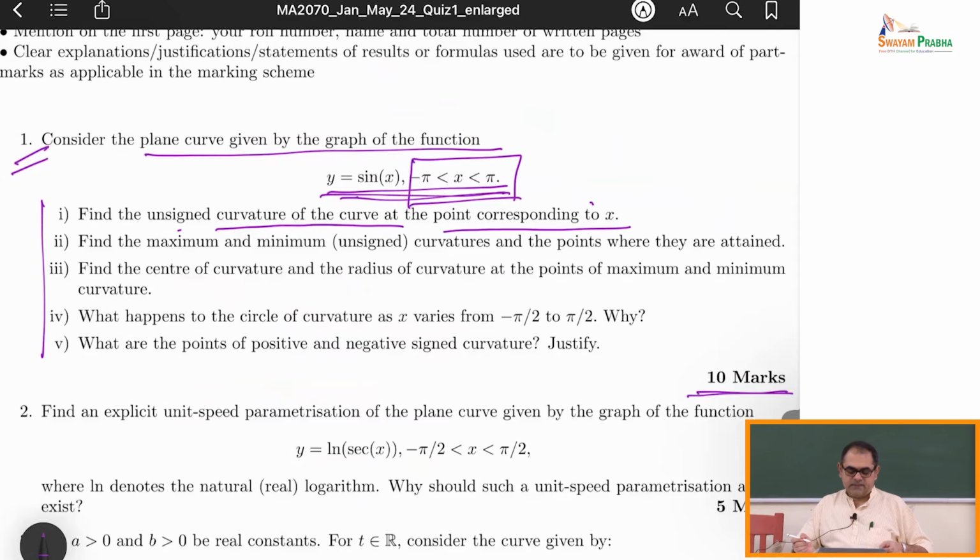So then here is the next part of the question. This question has 5 parts, and 10 marks are given to it. Each part is about 2 marks, and the estimated time for this is about 15-20 minutes. This is a direct question. The next question is: find the maximum and minimum unsigned curvatures and the points where these curvatures are attained.